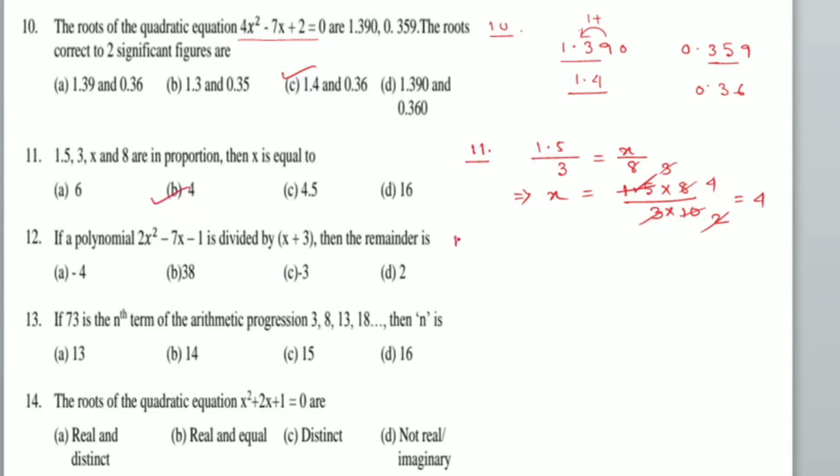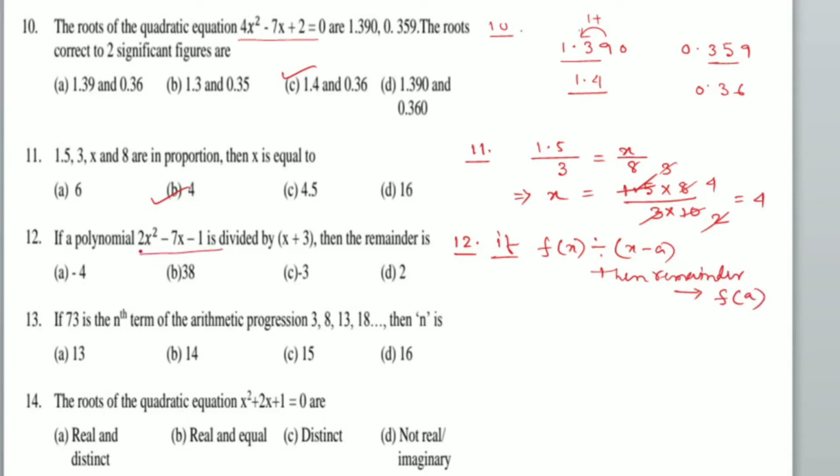Number 12. Here you can see if a polynomial 2x square minus 7x minus 1 is divided by x plus 3, then the remainder is what? I think all of you know the remainder theorem. And what is the remainder theorem? If f(x) is a polynomial divided by x minus a, then the remainder will be f of a.